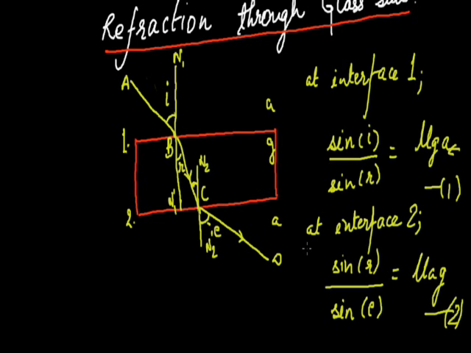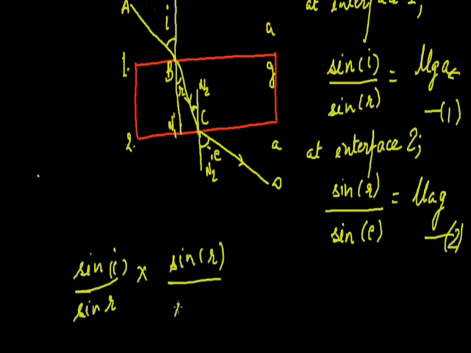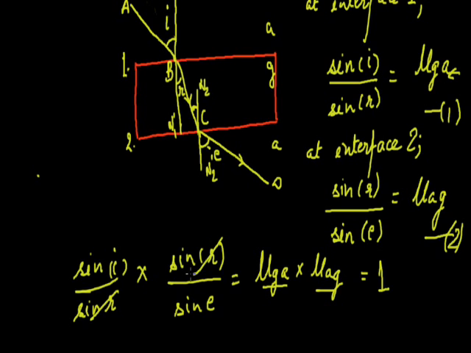So from equations 1 and 2 we write that sine of angle of incidence to the sine of angle of refraction for the first medium, multiplied by the sine of angle R to the sine of angle E, should be equivalent to the refractive index of glass with respect to air to the refractive index of air with respect to glass. As this product should be equal to 1, these two values get adjusted with each other.